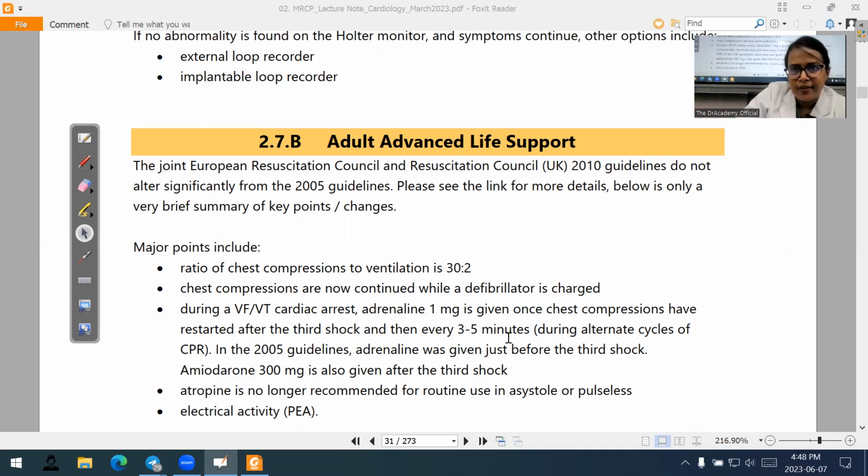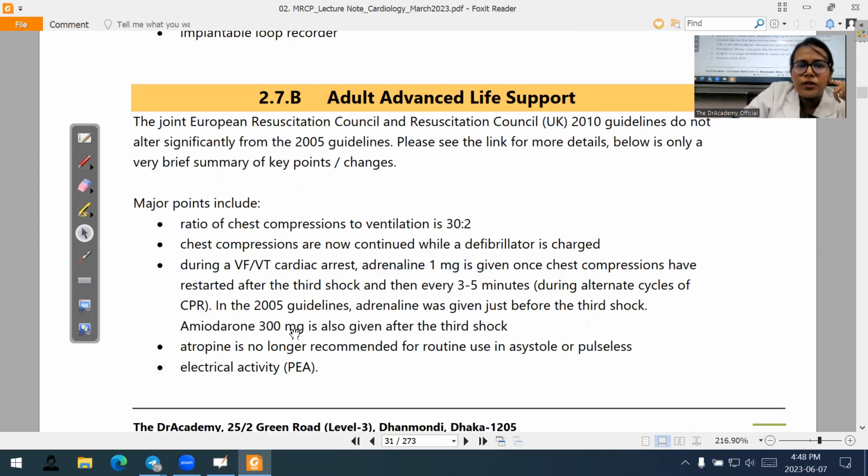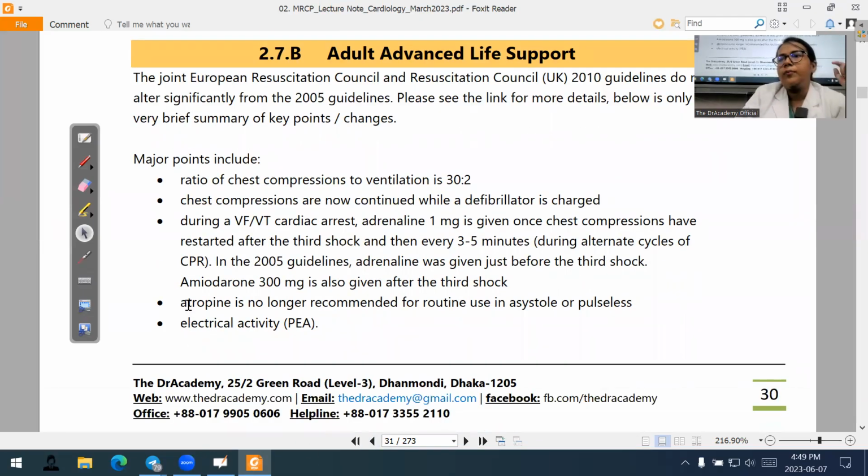In our country, noradrenaline is given instead of adrenaline, depending on availability and local guidelines as well. But for MRCP purposes, do remember this particular portion: adrenaline 1 milligram. Also amiodarone 300 milligram is given after the third shock if the patient has not revived so far. Atropine is no longer recommended. Atropine is only used in bradycardic situations, not in asystole. If the patient is still having some pulse, but it is feeble, and this is bradycardia, that's when you give atropine. If you get no pulse, go for adrenaline.